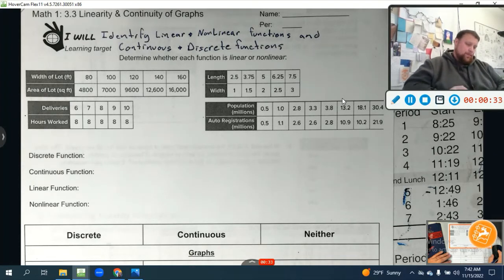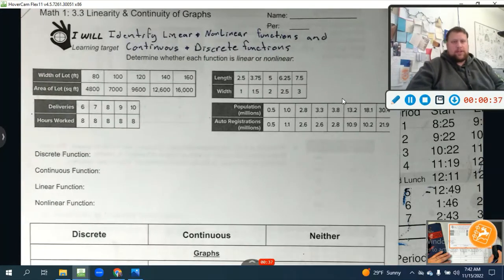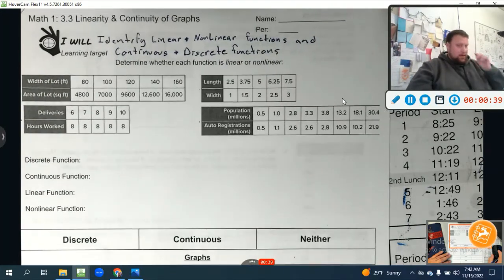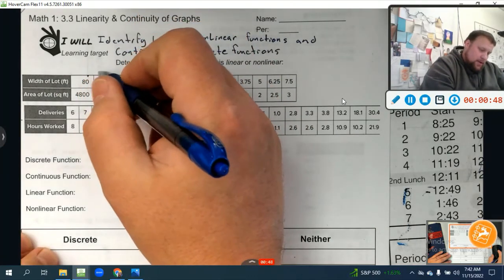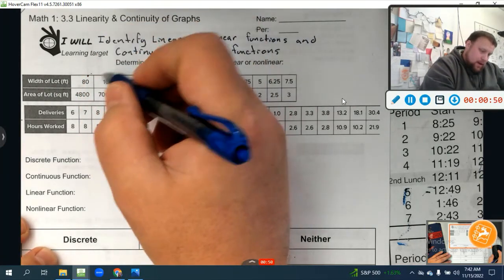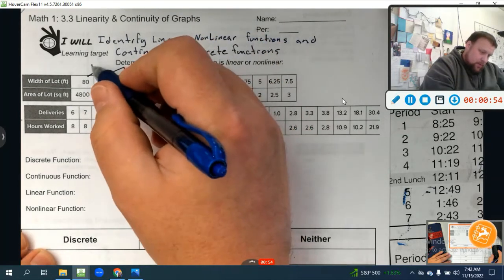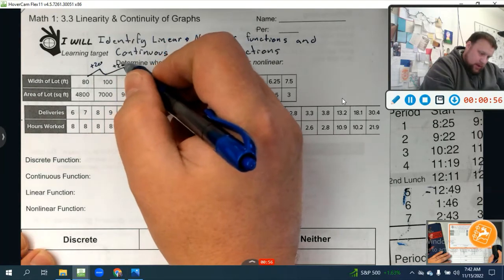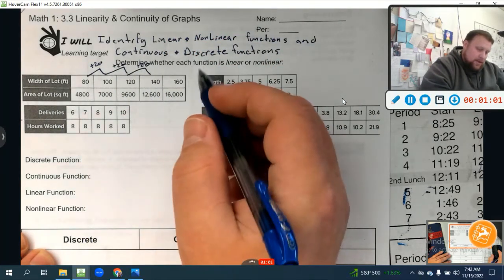And here we go. All right, take a minute. Determine whether each function is linear or nonlinear. Is it going up in a line or is it not? All right, I'm assuming you paused it. Let's look at this. All right, so each time we notice that the width is growing by 20. That's plus 20 each time. The width of the lot is growing by 20 each time, okay?